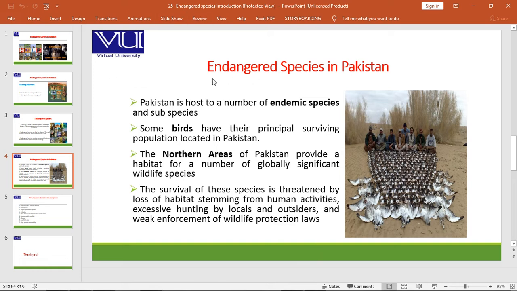Endangered species in Pakistan. Pakistan is host to a number of endemic species and subspecies. Some birds have their principal surviving population located in Pakistan. The northern areas of Pakistan provide a habitat for a number of globally significant wildlife species. The survival of these species is threatened by loss of habitat stemming from human activities, excessive hunting by locals and outsiders, and weak enforcement of wildlife protection laws.